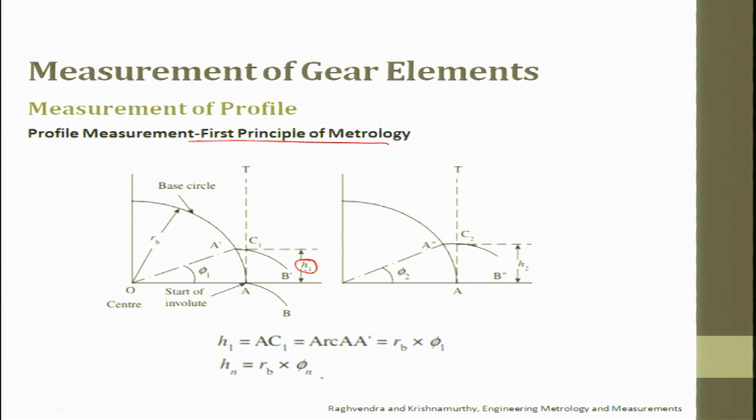The H1 can be expressed as AC dash, which is nothing but arc of A dash, which is radius into this phi. So, let us write it down. So, this is for the next teeth. So, it is phi 2. So, you have A double dash, the same thing. So, the involute changes. So, it is H2. So, let us write it down. So, AT is nothing but the tangent to base circle.